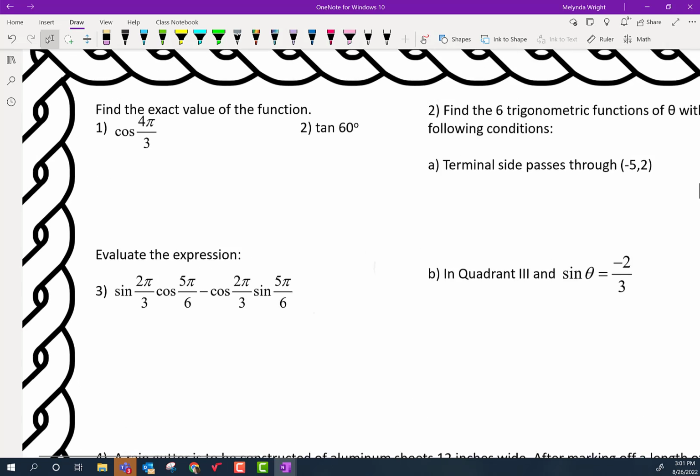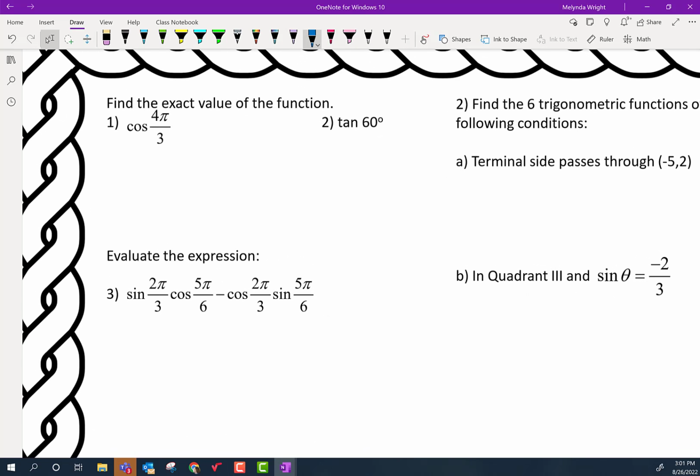So here we go. Find the exact value of the function. Here's what I do. I'm doing my unit circle thing. I'm going to write this down. So 4 pi over 3 is 8 pi over 6. I usually count with dots. I'll do 1, 2, 3, 4, 5, 6, 7, 8. 8 pi over 6 is going to be right there.